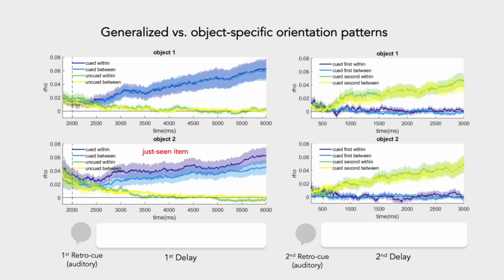During the second delay then, however, the orientation representation of both items was fully object-independent, suggesting that temporary inattention rendered the working memory representation more generalized or abstract.